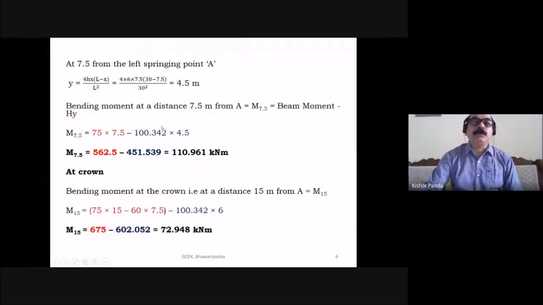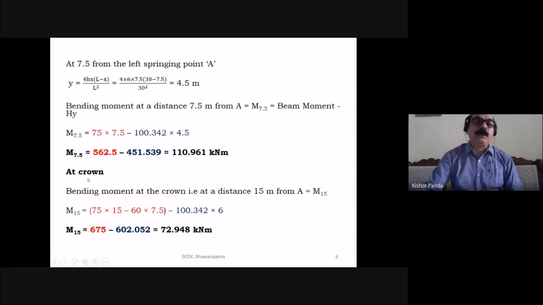So here you got horizontal thrust, and this is the y ordinate. This is your beam moment, and this is your HY moment. Due to the horizontal thrust, this is the moment, and due to the vertical force, this is the moment. So M 7.5 is equal to 562.5 minus 451.539, which is equal to 110.961 kilonewton meter at a distance 7.5 meter. Here you got the beam moment, the horizontal thrust moment, and this is the net positive moment.